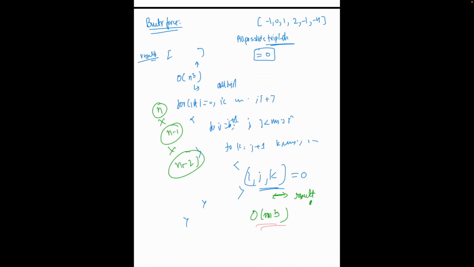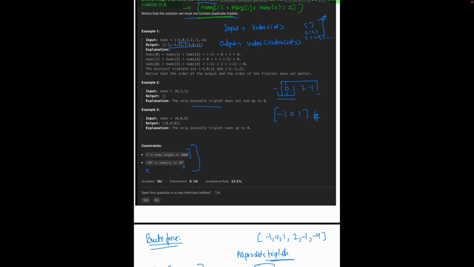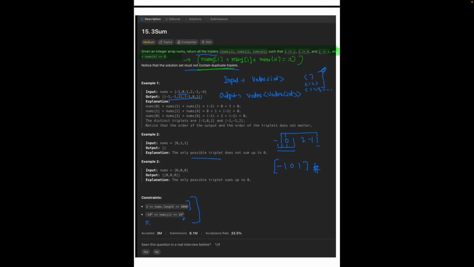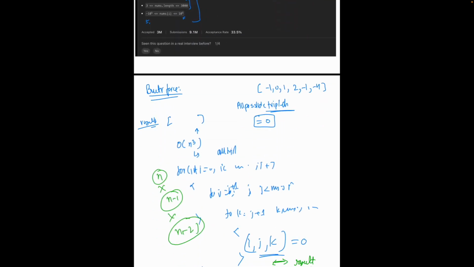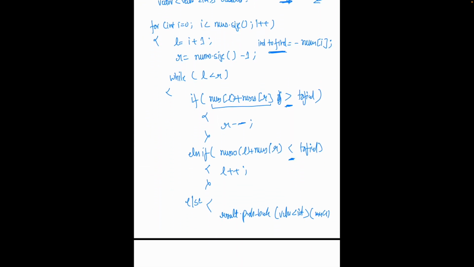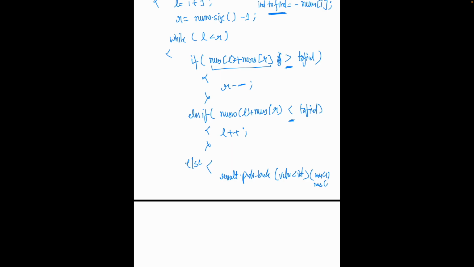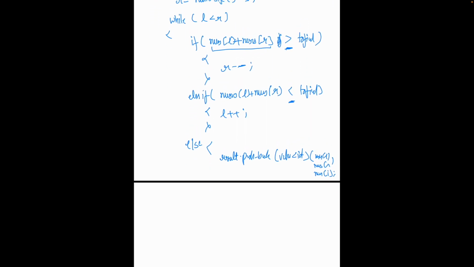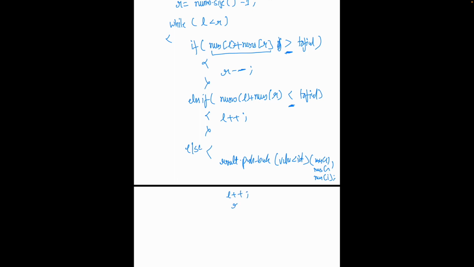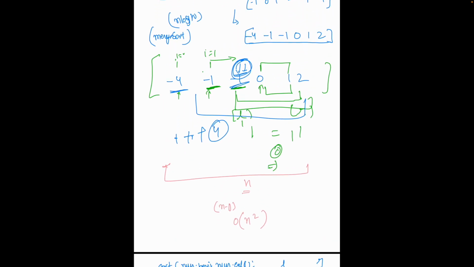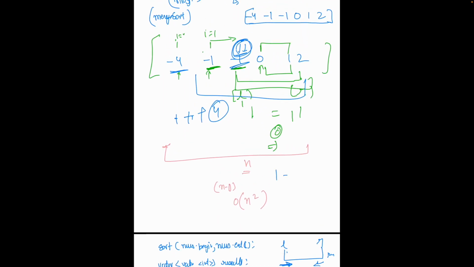Are we looking for numbers or indexes? Let's say all the triplets. Okay, we are looking for numbers. So we are gonna say nums L, nums R, and nums of I. This will add, and once we do that, we will do L plus plus, R minus minus. So this is this case. Let's say 1, then minus 1. Let's say 0, 0, minus 1.